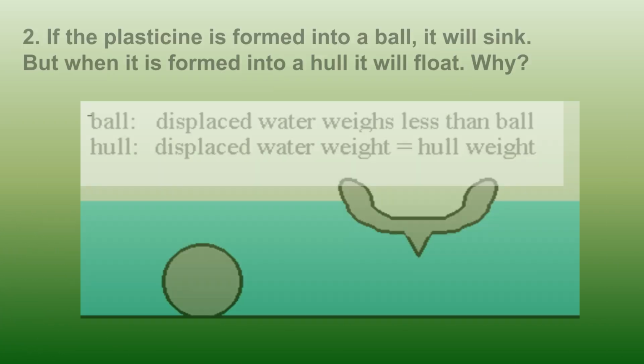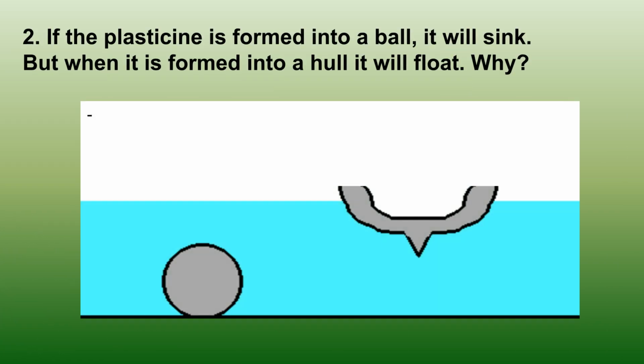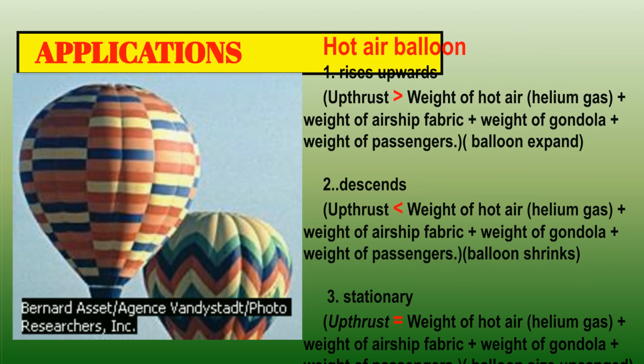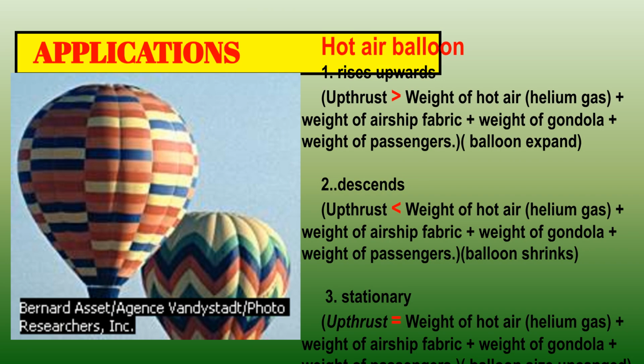Next, let's explore why plasticine sinks as a ball but floats when formed into a hull shape. When shaped as a ball, the displaced water weighs less than the ball. When formed as a hull, the larger volume displaced means the weight of the displaced water equals the hull's weight, allowing it to float. Archimedes' principle applies to hot air balloons.